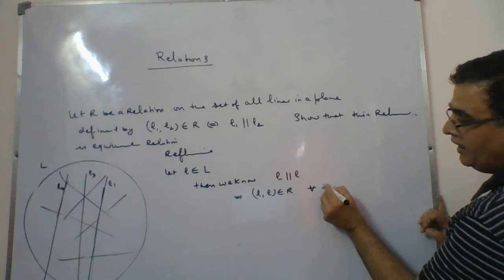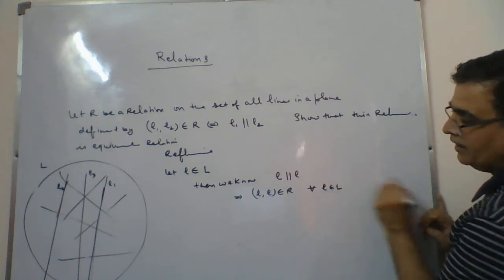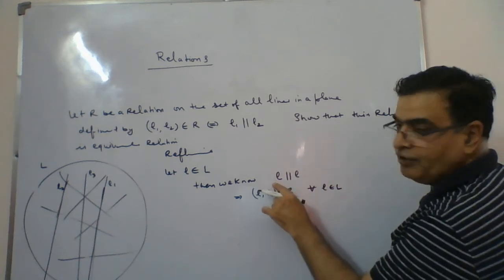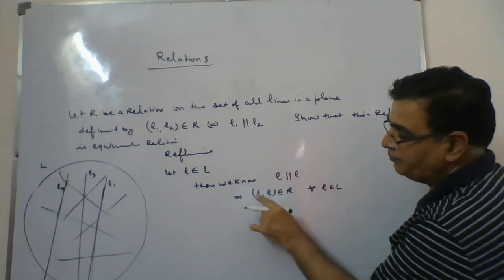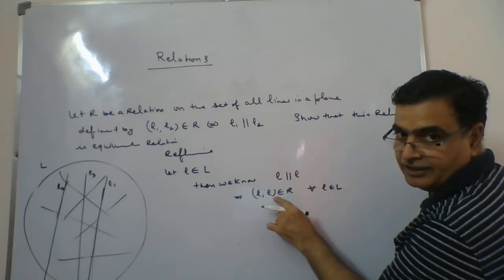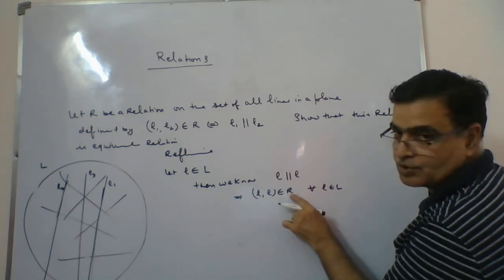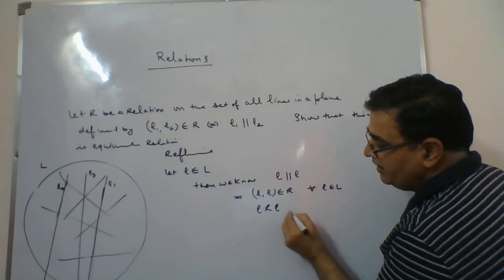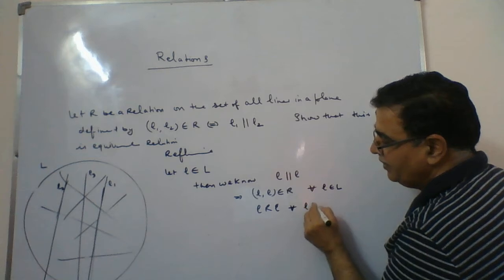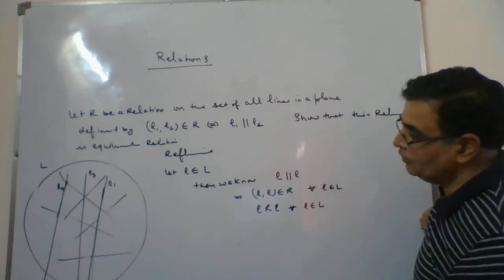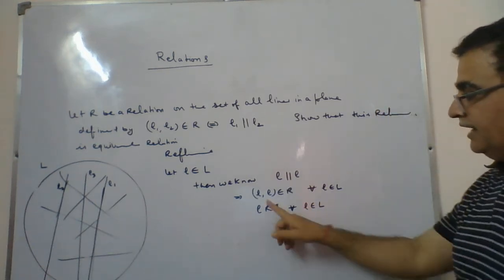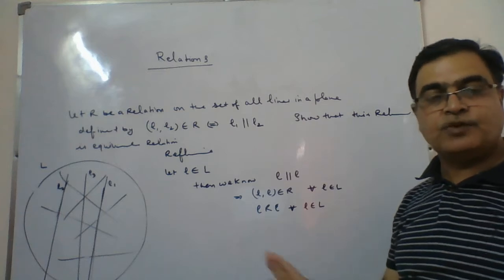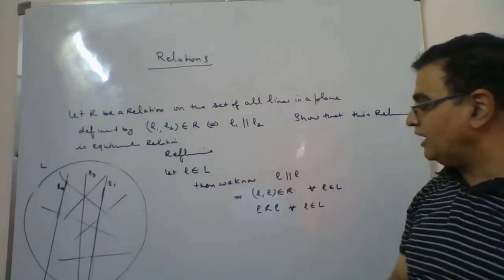For all L belongs to L. As every line is parallel to itself, that means every line is related to itself, or (L, L) belongs to R. Or you can write this also: L relates with L for all L belongs to L. Either you write this or you write this, that is one and the same. So first thing we have proved.